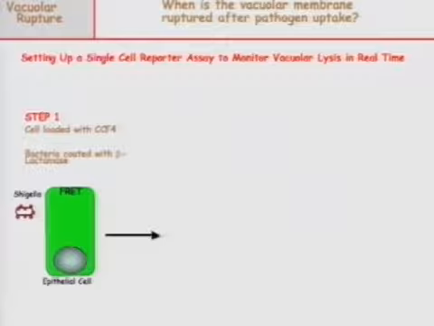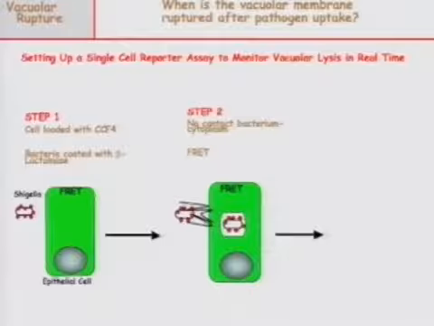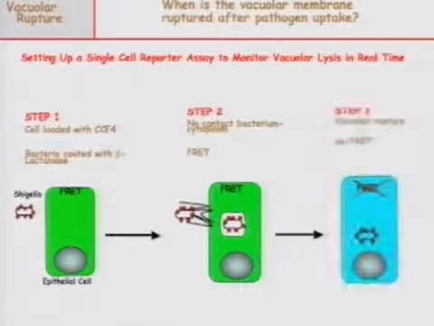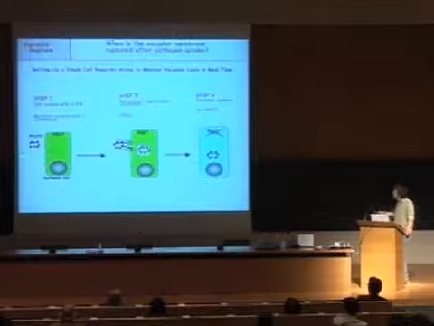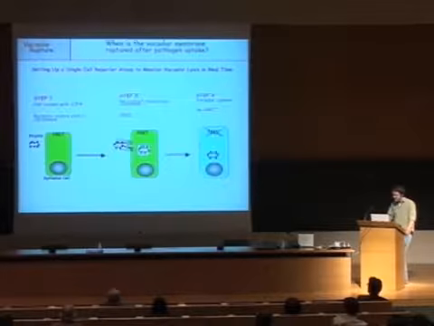In this approach, we load cells with a FRET substrate. This FRET substrate can be cleaved by a protein that is on the surface of the invading bacterium. When the bacterium is entering and inside the vacuole, it is not in contact with the FRET substrate, and only when it ruptures the vacuole, it is in contact with the FRET substrate that leads to a chemical reaction and then to a color change inside the cell.